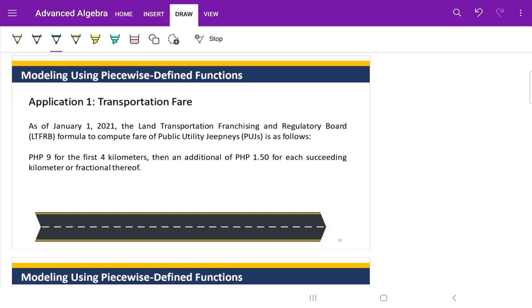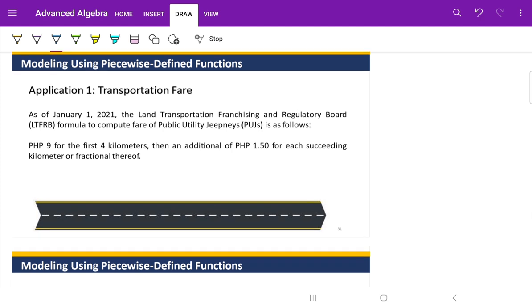As of January 1, 2021, the LTFRB formula to compute fare of public utility jeeps is as follows. For the first 4 kilometers of the trip, you will pay 9 pesos. Then, for each succeeding kilometer, you will pay an additional 1 peso and 50 centavos.